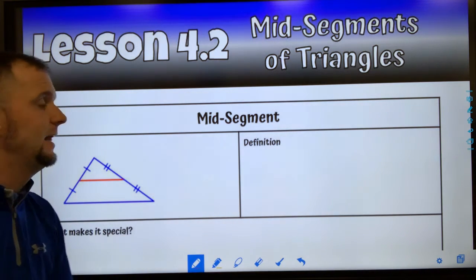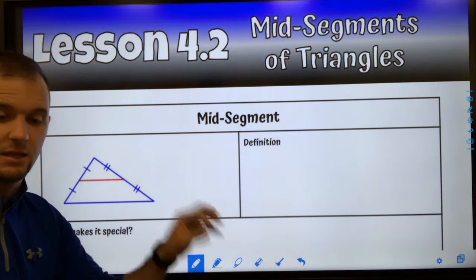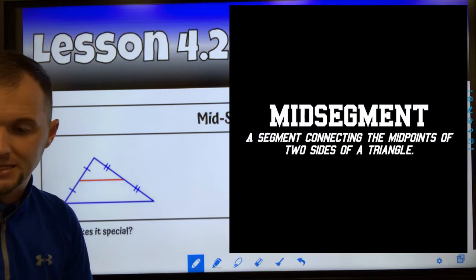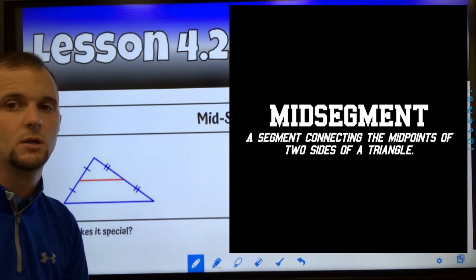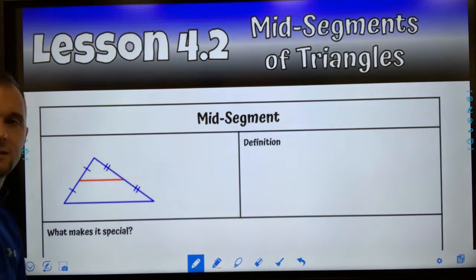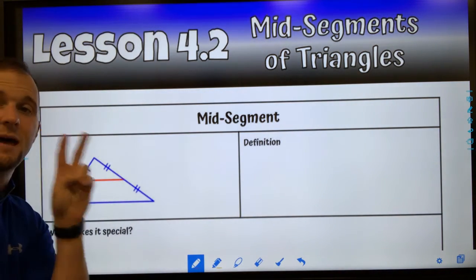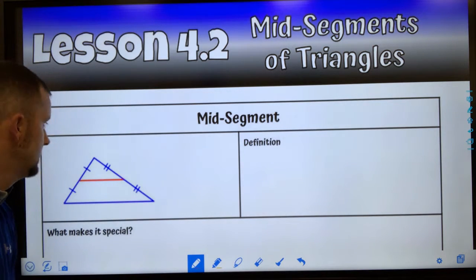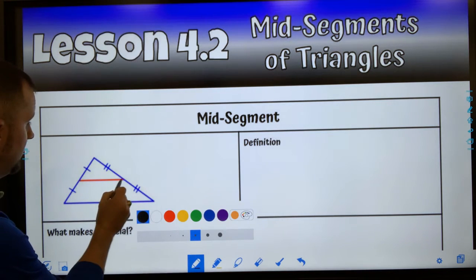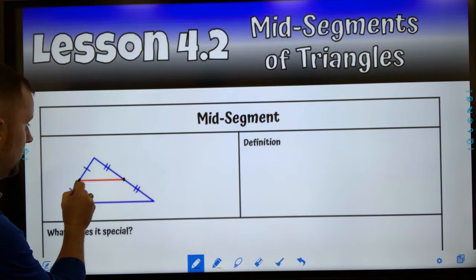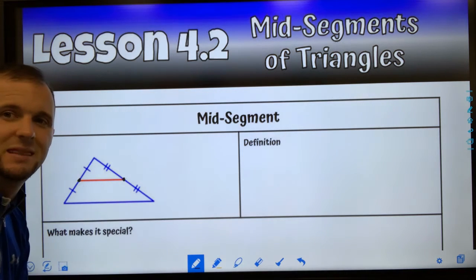So the first thing we'll look at is exactly what is a mid-segment. The definition of a mid-segment is, right here it says, a segment connecting the midpoints of two sides of a triangle. So that means right here I have three different sides of a triangle, and if I connect the midpoints of two of those, that's going to be the mid-segment. Right here I'm given two sides of my triangle, and this is a midpoint, and this is a midpoint, and I'm drawing a line connecting those two. So that's going to be the mid-segment.